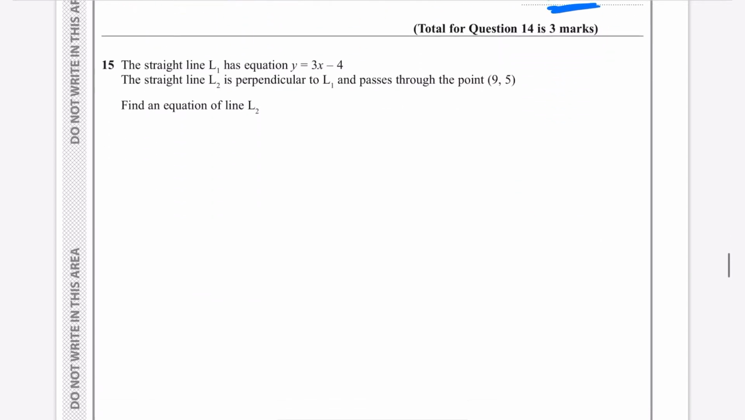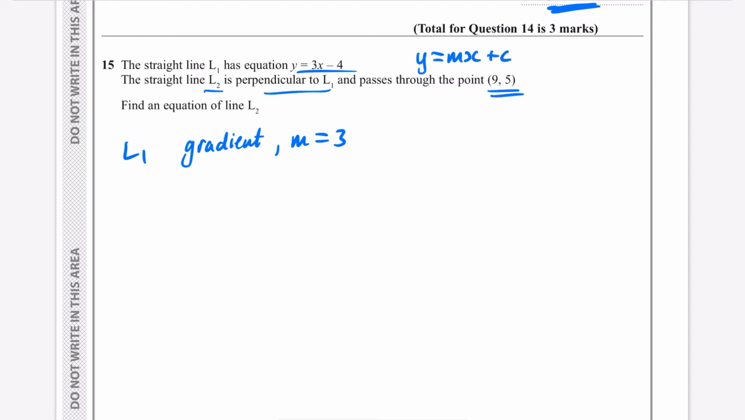Okay, question 15. We have a straight line with this equation, and the second line is perpendicular to it and passes through this point here. So if we think about the first line that we've got here, we can see that the gradient, which is the letter m, is 3. That's because y equals mx plus c, and pretty clearly here we can see that the gradient must be 3 by comparing those things together.